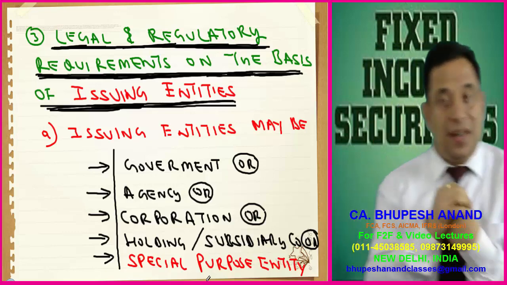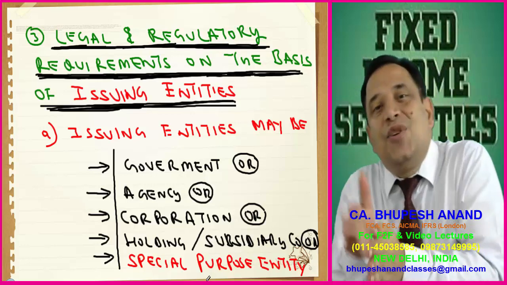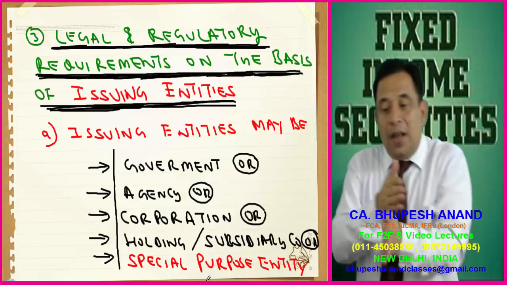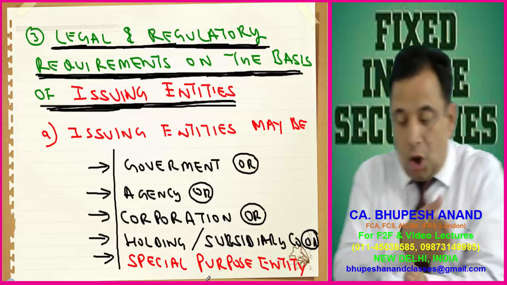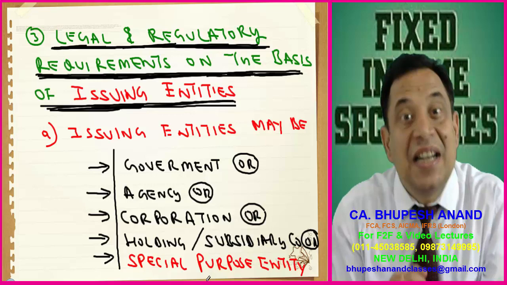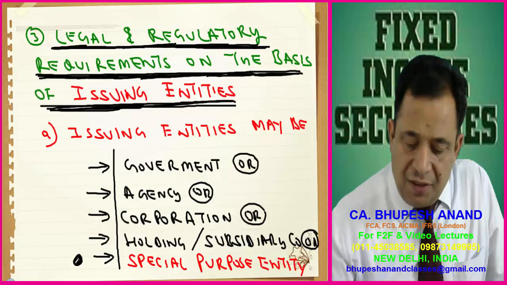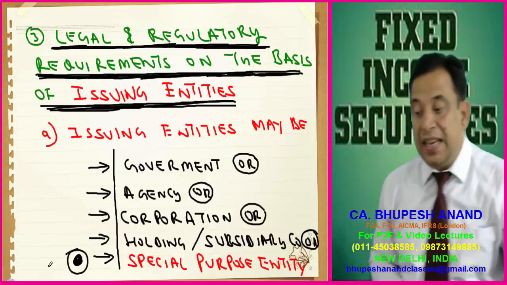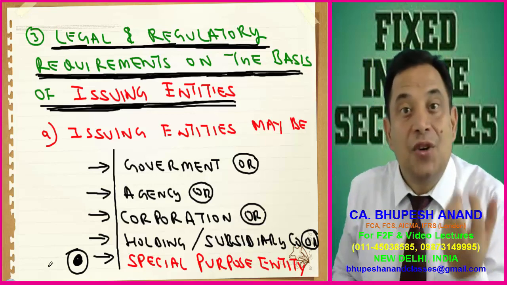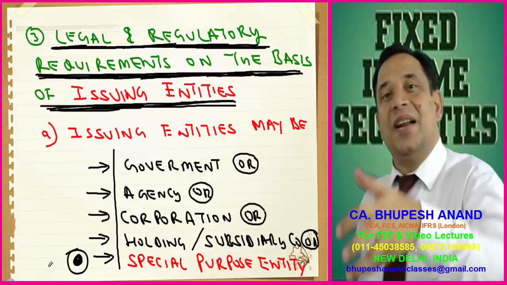So please write on point number 3, legal and regulatory requirements on the basis of issuing entities, that is, who is issuing that bond. Whether the government is issuing that bond, whether the agency is issuing that bond, whether the corporation is issuing that bond, or whether it is a case of special purpose entity, SPE. So this point is very important, that if these bonds are issued by SPE, I will be discussing the whole process, then it will have a different legal and regulatory framework.